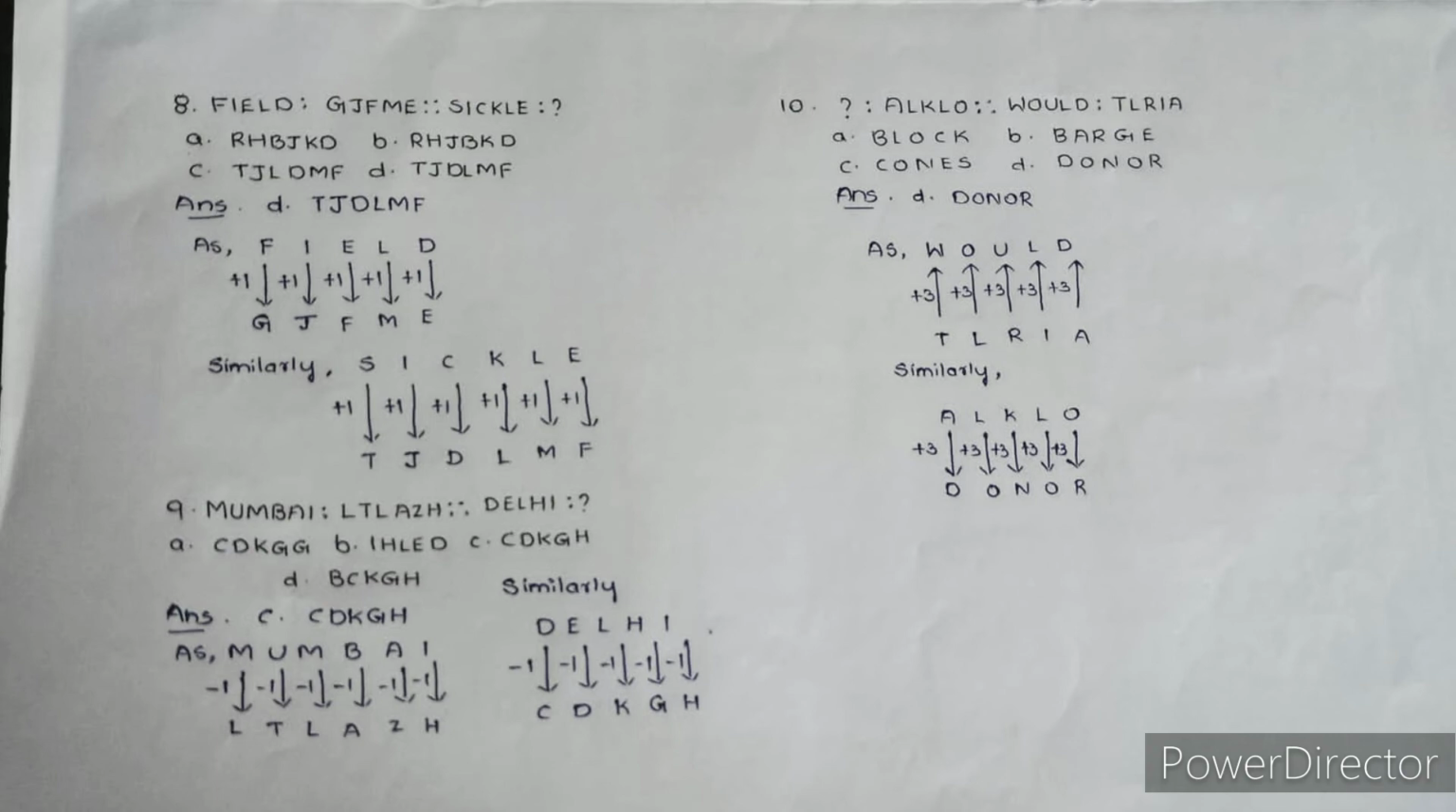So here from M, if you subtract 1, you get L, and from U, if you subtract 1, you get T, and from M, if you subtract 1, you get L, and from B, if you subtract 1, you get A, and from A, if you subtract 1, you get Z, and from I, if you subtract 1, you get H. So here the pattern is you have to subtract 1 from each letter. Similarly, if you subtract 1 from D, it is C, and from E it is D, and from L it is K, and from H it is G, and from I it is H. So the answer is CDKGH.